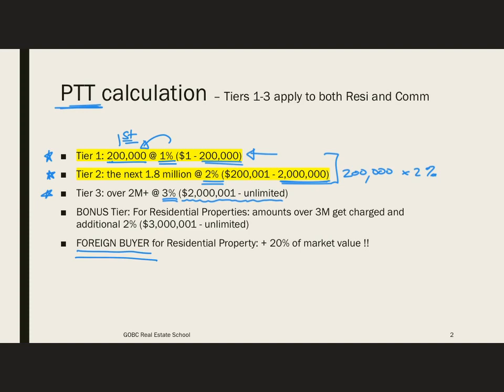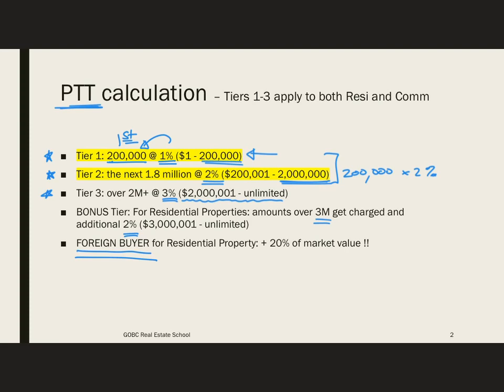Okay, and then in this province, for whatever reason, anything that is a residential property, if the amount is over 3 million, you get charged an additional 2% on top of all of the other tiers that you've already paid. So again, that is an unlimited price amount, and you would need to calculate that over and above the other 3 tiers that you've already done.